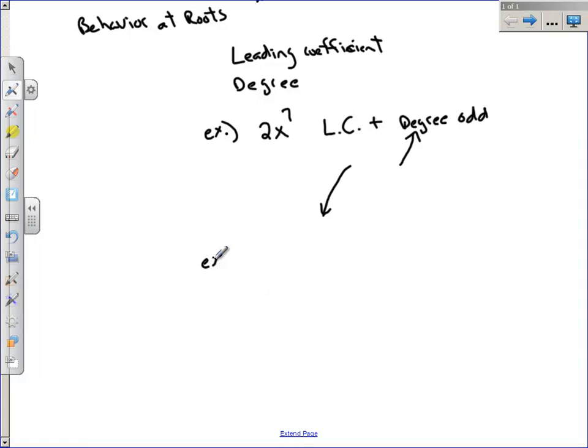Let's do another example. How about negative 2x to the 9th? Here the leading coefficient is negative, and my degree is odd. This is going to flip that, so it's going to go up to the left and down to the right. Now keep in mind, I'm not talking about what happens in between here. As x approaches negative infinity, the graph goes up. As it approaches positive infinity, the graph goes down.